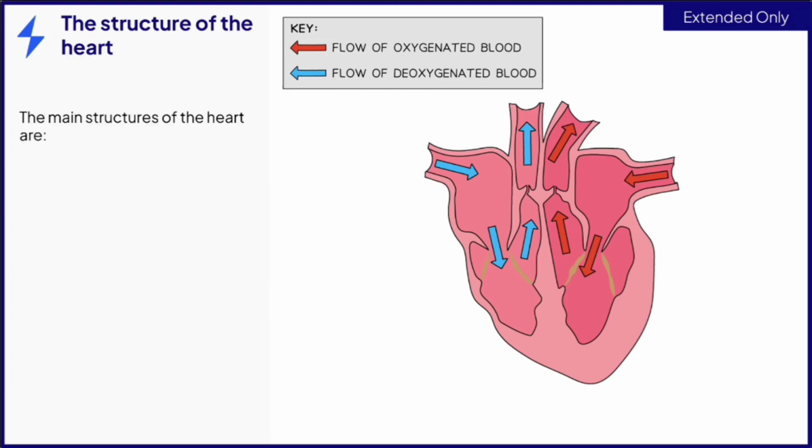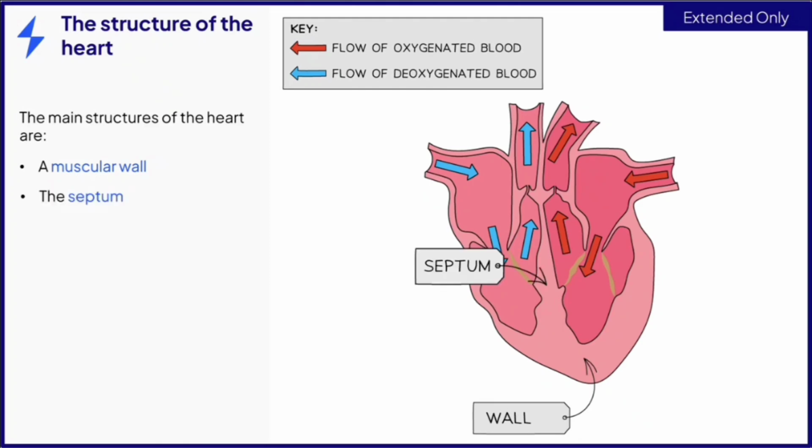We'll start with the outer muscular wall. This is responsible for the contractions that give the heart its pumping properties. Next, muscle tissue called the septum separates the left and right sides of the heart. This keeps oxygenated and deoxygenated blood separate.